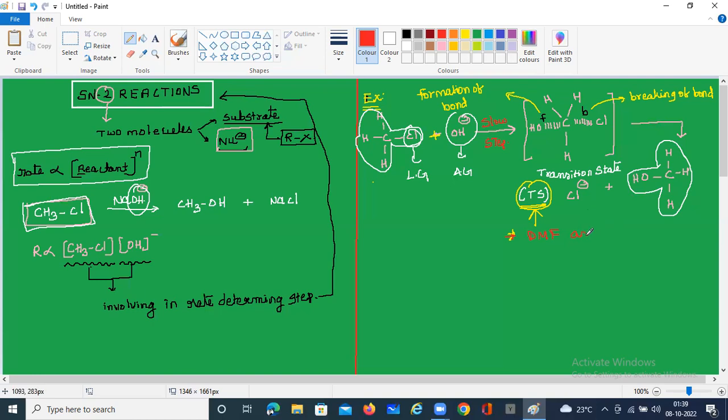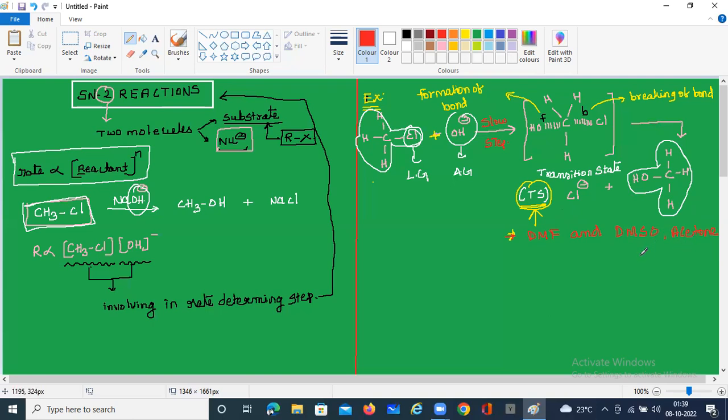and DMSO, dimethyl sulfoxide, and acetone. Acetone we know is propanone, CH3COCH3. Once again, acetone is the common name. So all these solvents: DMF, DMSO and acetone.